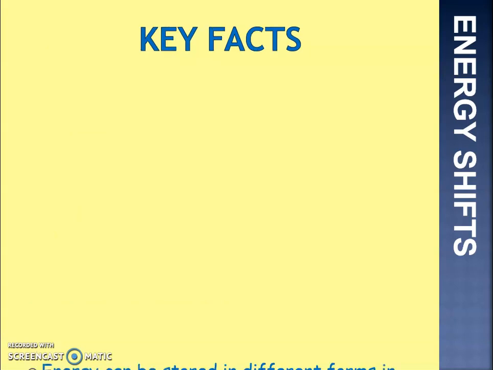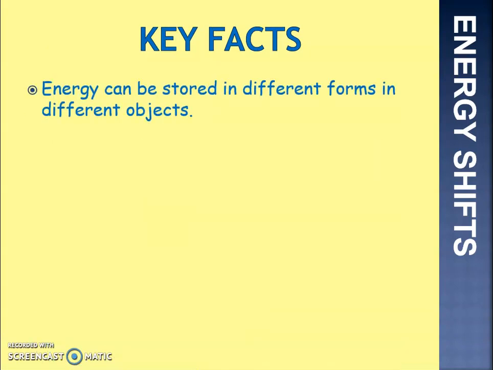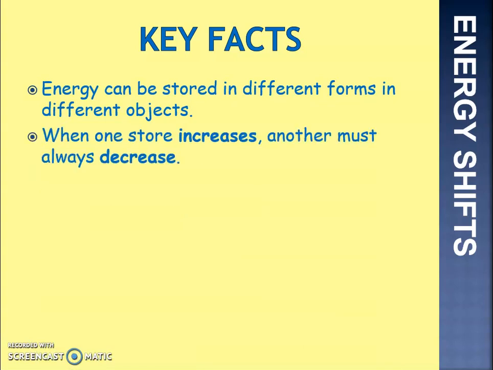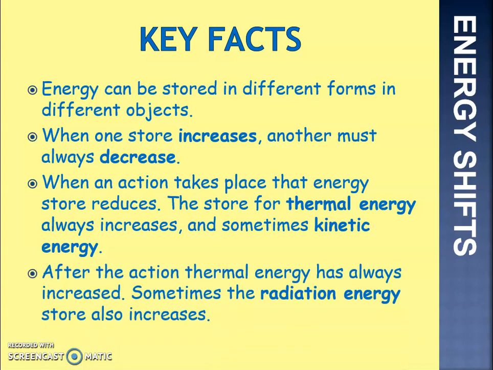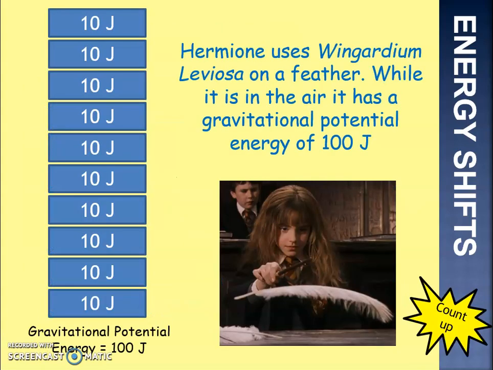So the key facts on these are, energy can be stored in different forms in different objects. When one store increases, another must always decrease. When an action takes place, the energy store reduces, the store for thermal energy always increases, and sometimes kinetic energy. After the action, thermal energy is always increased. Sometimes the radiation energy store also increases. Let's have a look at a way of representing this.